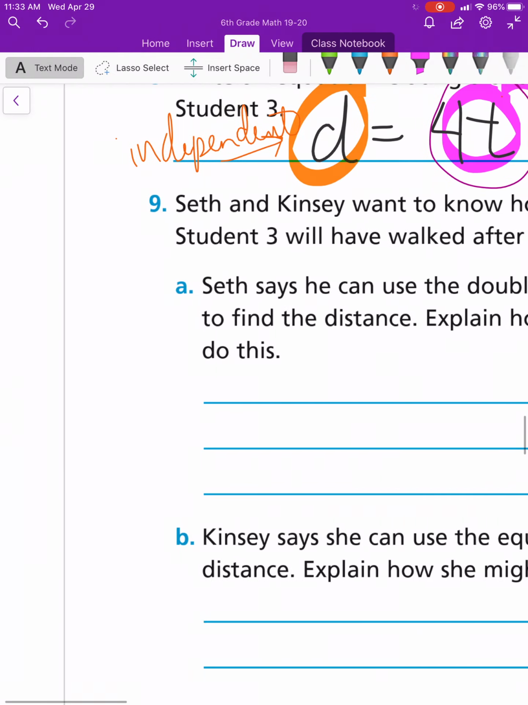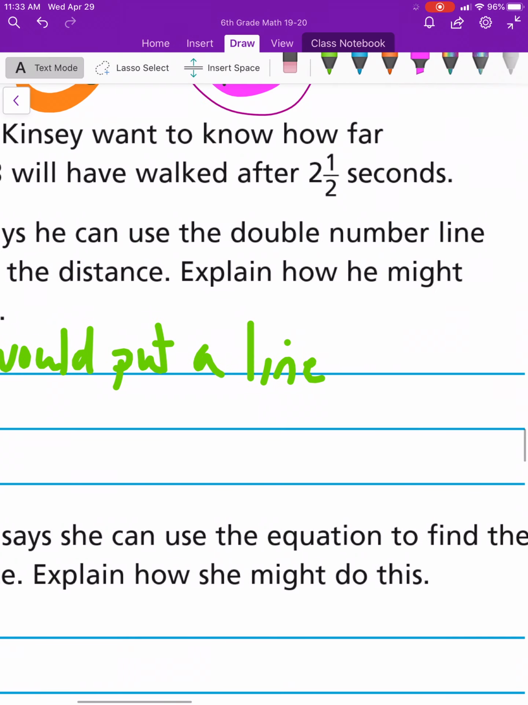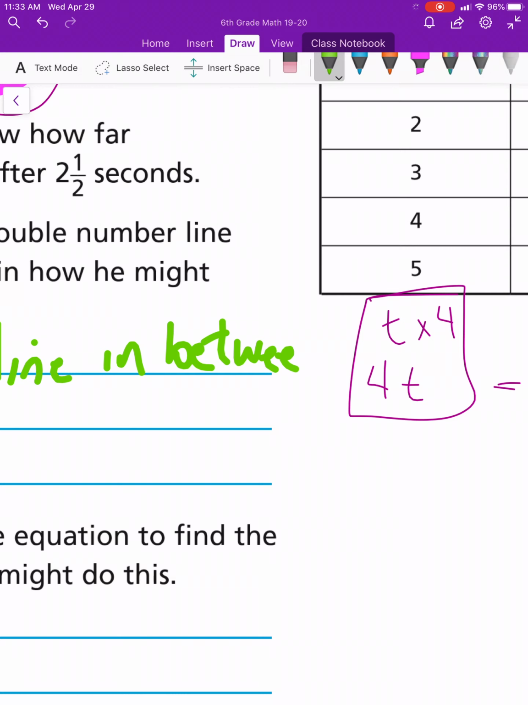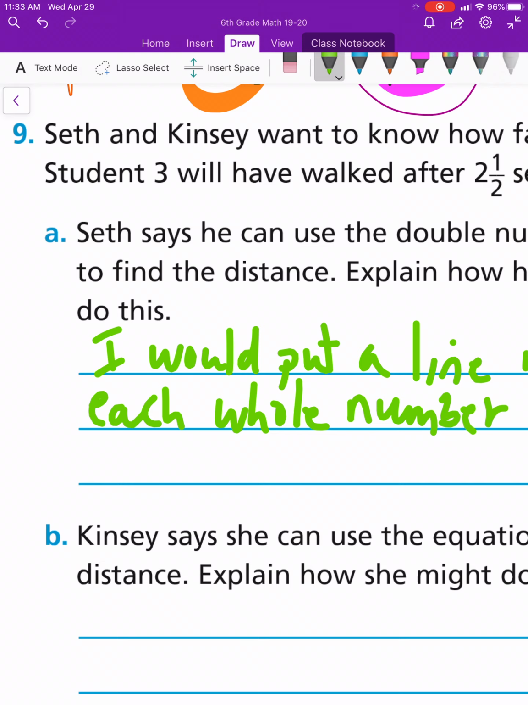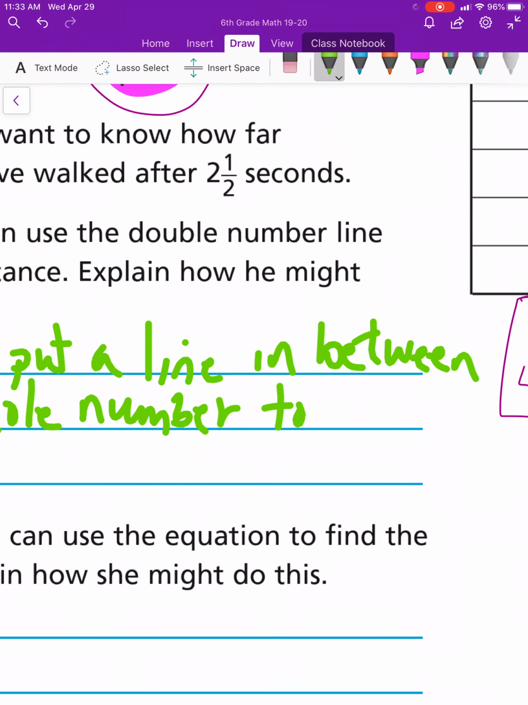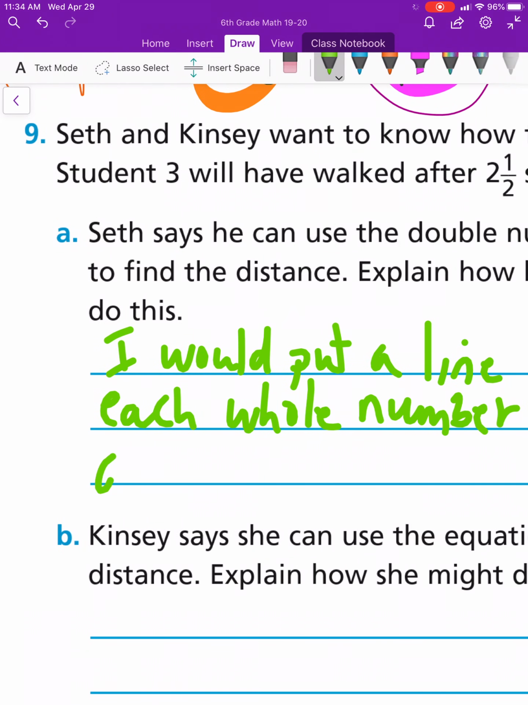So it's asking me to explain with words, and I'm going to do this in green, that I would put a line in between each whole number to represent a half.